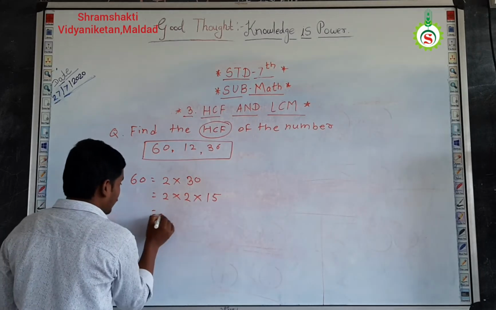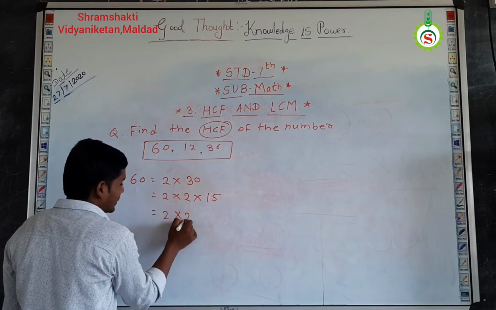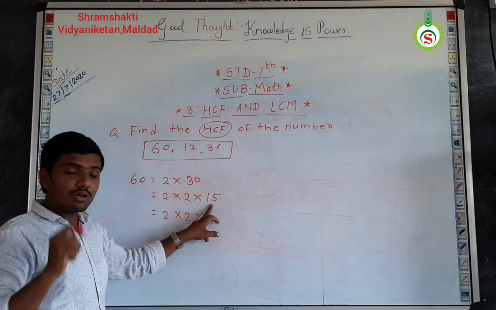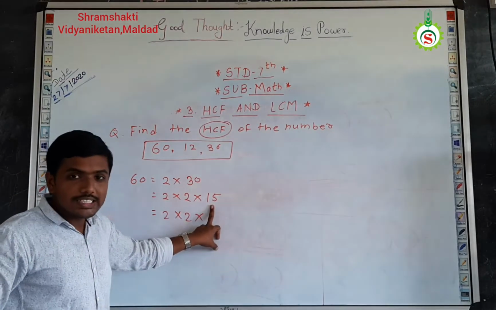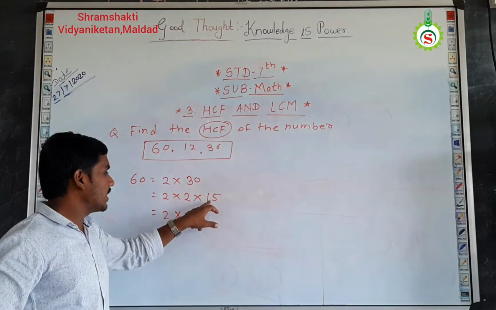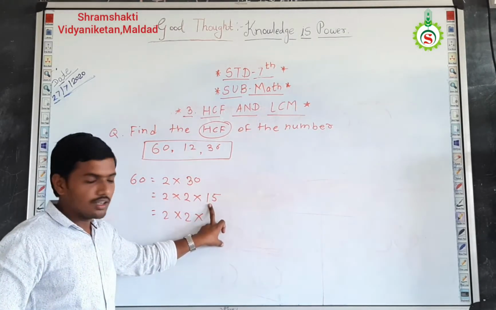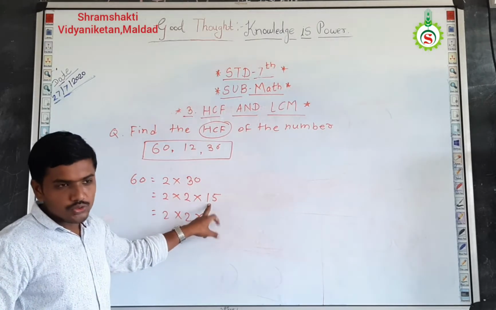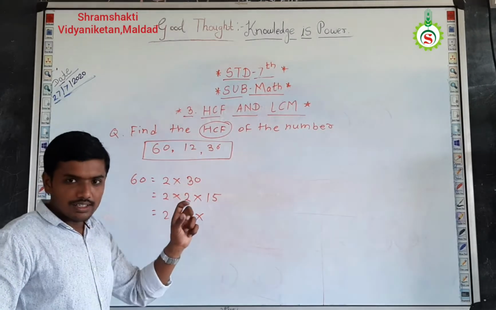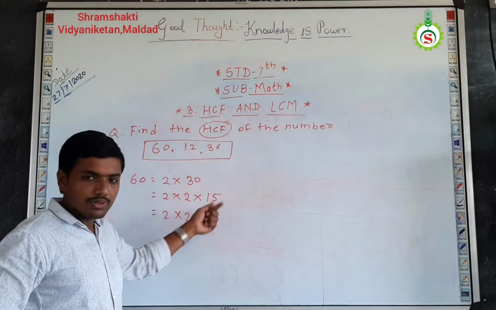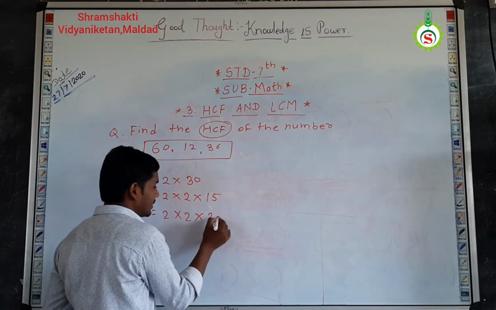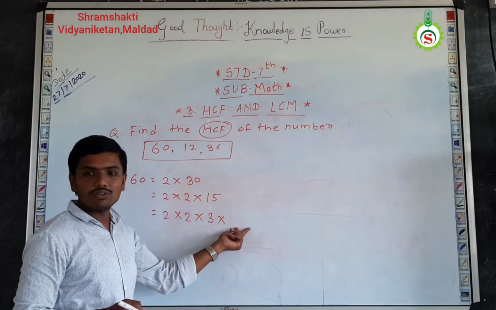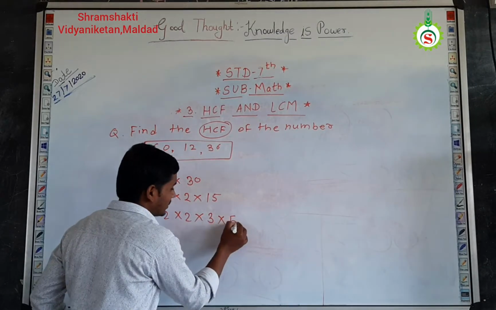Okay. Now that 2 is not divisible by another number, but that 15 is divisible by another number. So which is the smaller number which will divide that 15? Now if I take 2, that 2 will not divide the 15. So the next number is 3. So 3 can divide the 15. So I will take 3 here. If I divide that 15 by 3, what will be the answer? Obviously 5 is the answer.